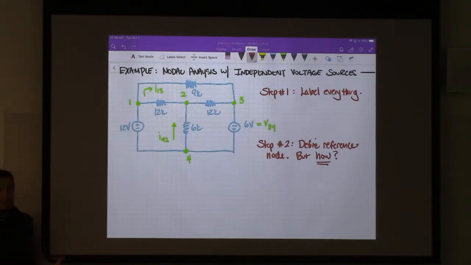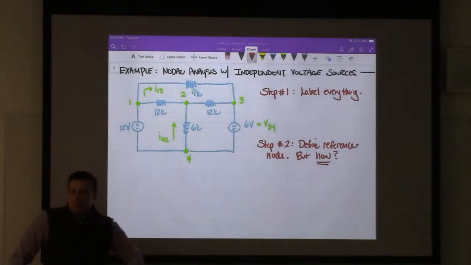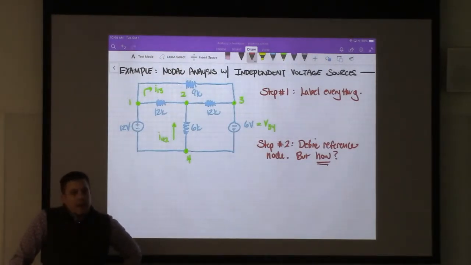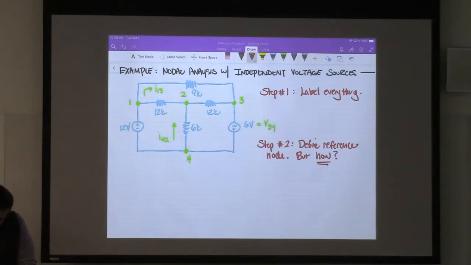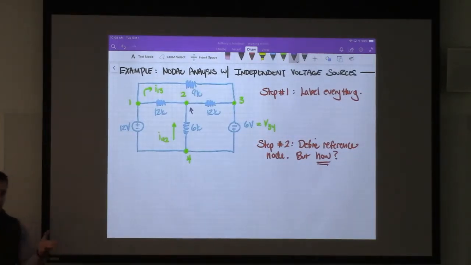In previous problems, we said that we're just going to pick a reference node, and we really hadn't given that much thought to any strategy for choosing it. In a problem where you have voltage sources, there is definitely a strategy, which is not very difficult, but there are ways that you can make the problem easier or harder depending on where you choose the reference. So let's say, for example, I were to choose this as the reference right here, node number 2, which doesn't seem like a logical choice.